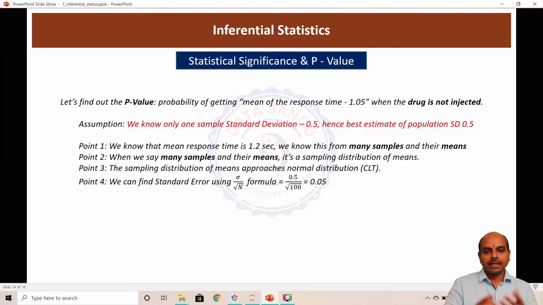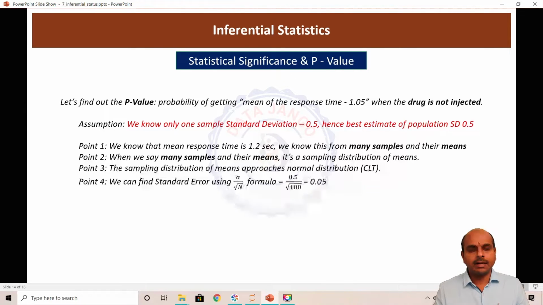Okay, so that is one assumption. And we actually have to calculate the standard error. What is standard error? For a sampling distribution of means, if you calculate standard deviation using the formula sigma by square root of n, we call it standard error. Right? To calculate the standard error, we may have to take these points, 0.1 to 0.4.